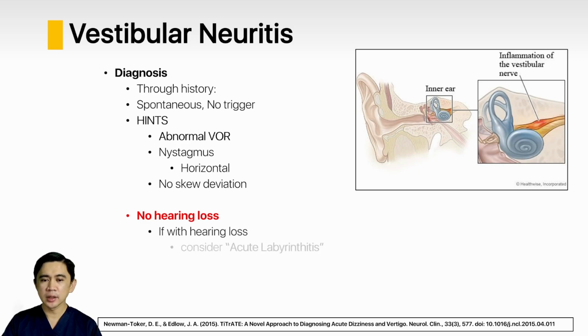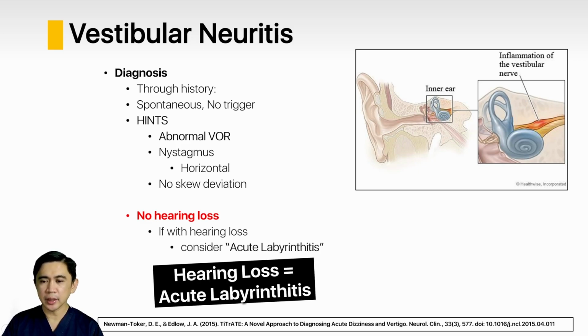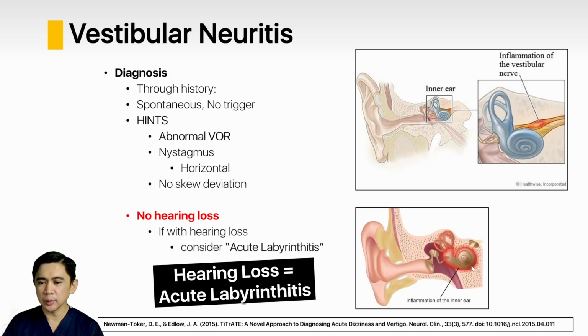If with hearing loss, we consider acute labyrinthitis. It only means that all the labyrinth is inflamed, so both the vestibular nerve and the cochlear nerve should be inflamed.